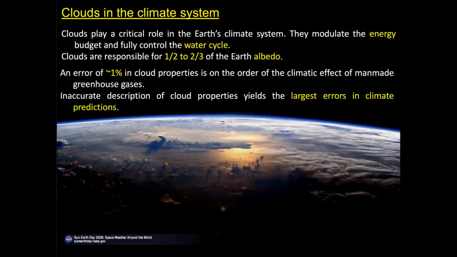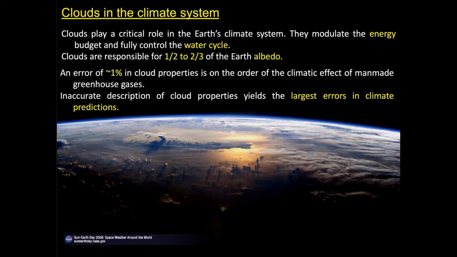Once I have clarified what I'm not going to talk about, I will move to the business, and I will start with a quite traditional statement. Whoever is dealing with clouds and climate, and whoever needs to write a proposal, most likely writes these lines: that clouds play a critical role in the Earth's climate system. Clouds are responsible for between half and two-thirds of the planetary albedo. So it's a big responsibility that clouds have on their shoulders.